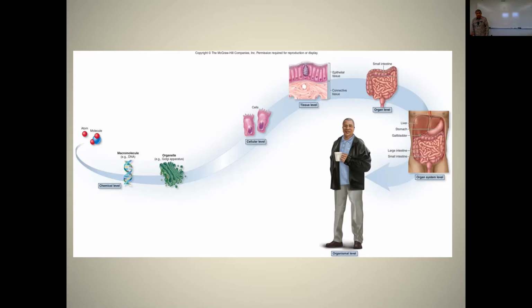So atoms, molecules, macromolecules also, like DNA and proteins, we'll go over briefly. Then organelles, those are the parts of the cell. We're going to go over those. And then we're going to get into cells, how those fit together and how cells work. Cells make up tissues, so we're going to have a whole chapter on tissues. Tissues make up organs. Organs make up organ systems. Organ systems make up the whole organism.